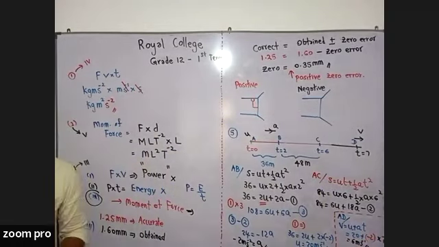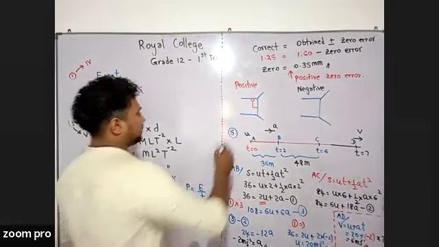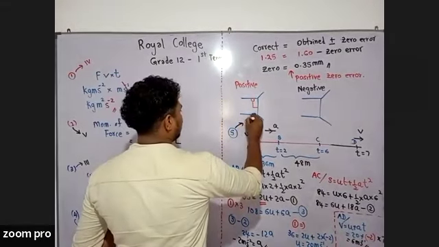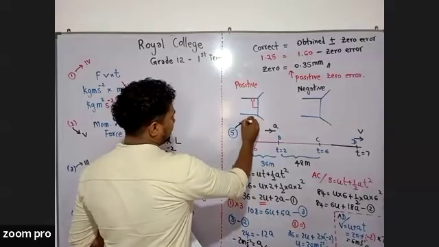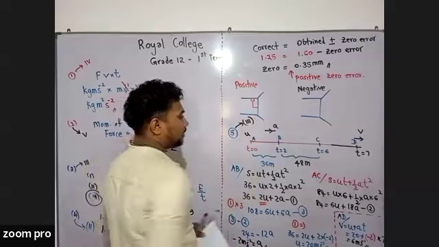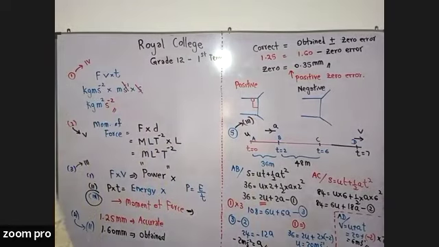So the answer should be the third one. Even though it is an MCQ, it's a somewhat difficult one, right? Because you should have an idea about simplifying these equations.